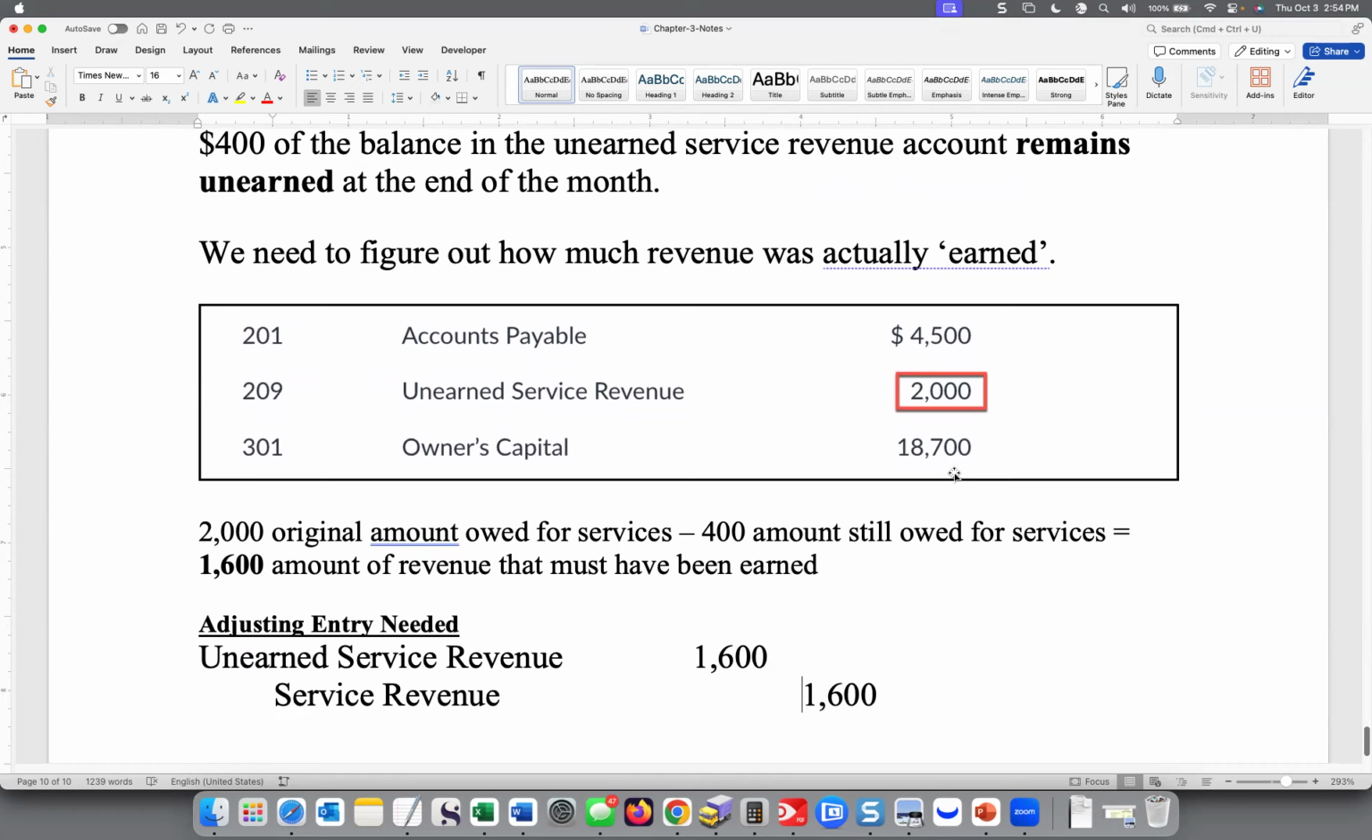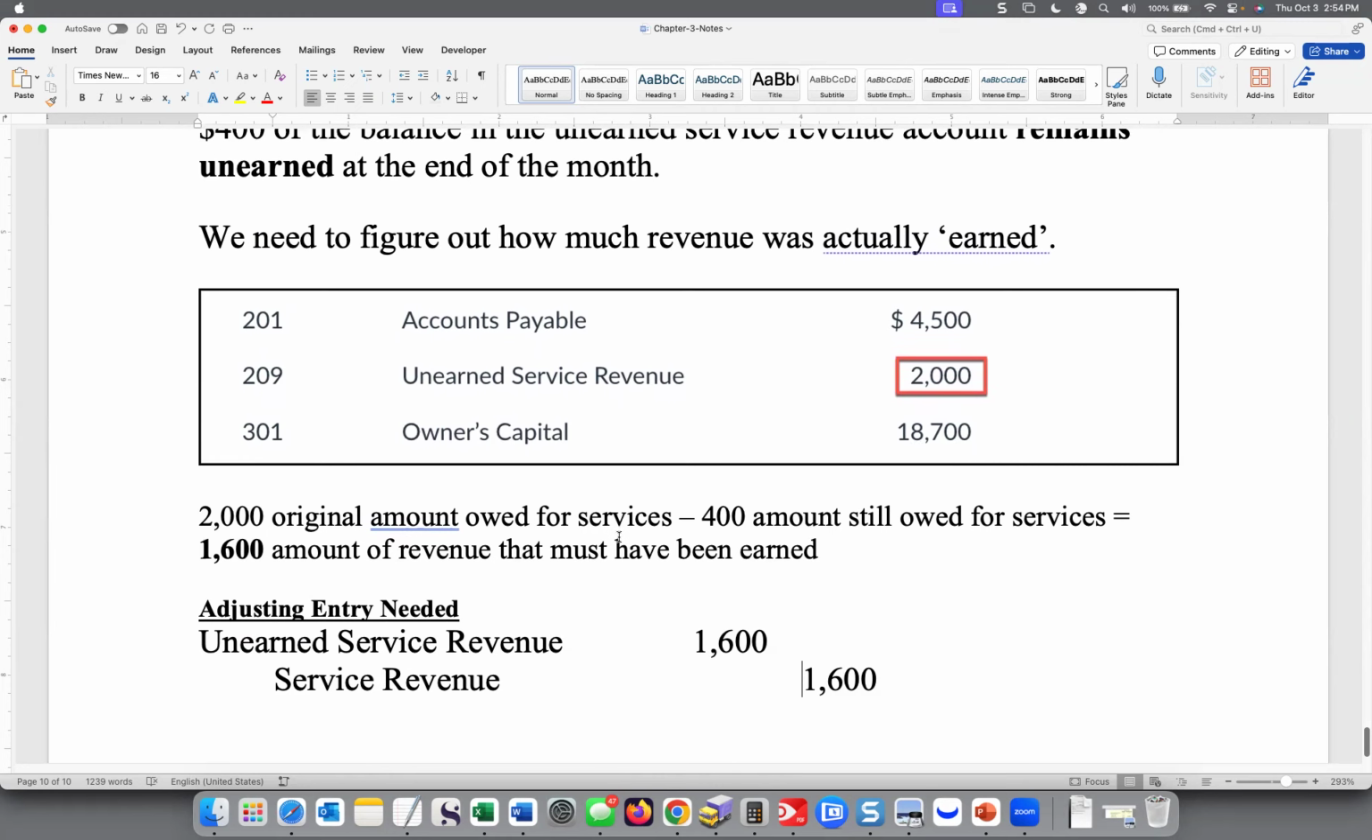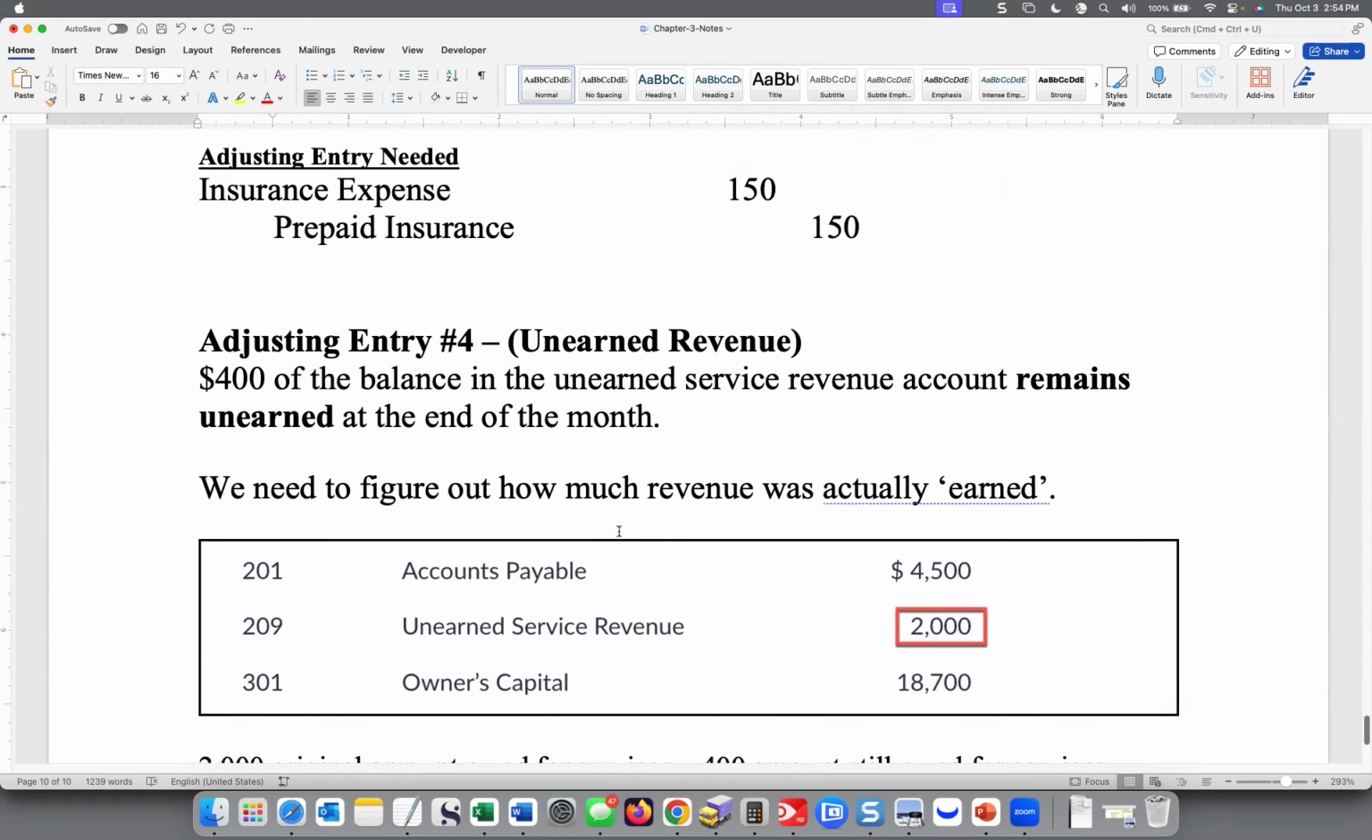I guess there's another way, like if you give the customer a refund and say, well, I guess we can't do the job for you, here's your money back. That's another way you can do it, but that would be a different kind of entry. So that's what's happening there.